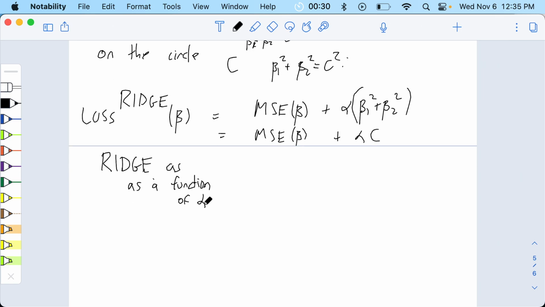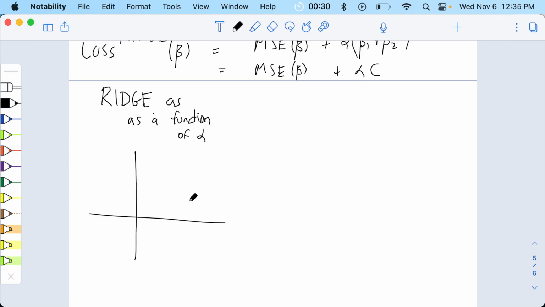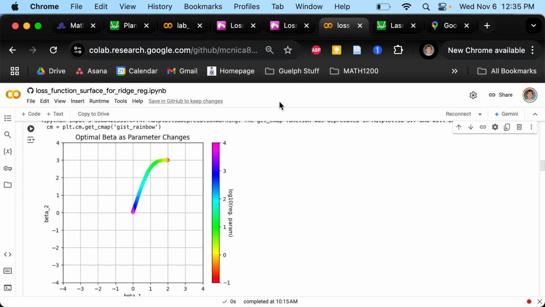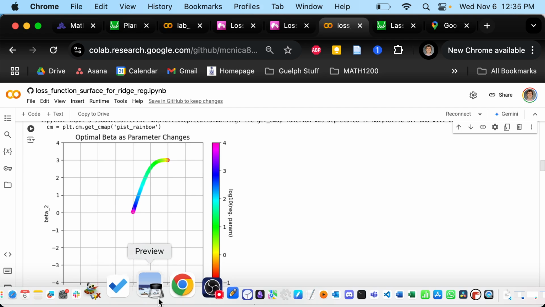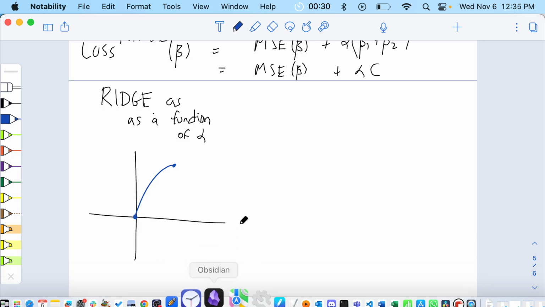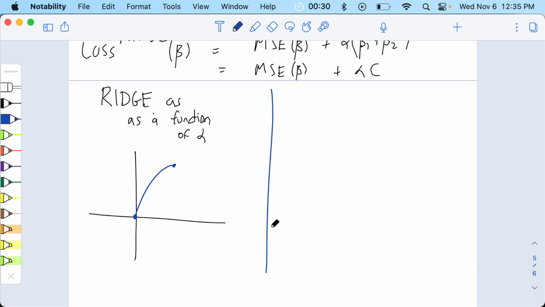And when you think of it as a function of alpha, you increase the alpha value and you get this path that goes like this towards 0. That's exactly what we got in this picture and how we've been thinking about it so far. You can equally well think of it as a function of the radius c. So ridge as a function of alpha, or you can think of ridge as a function of radius.